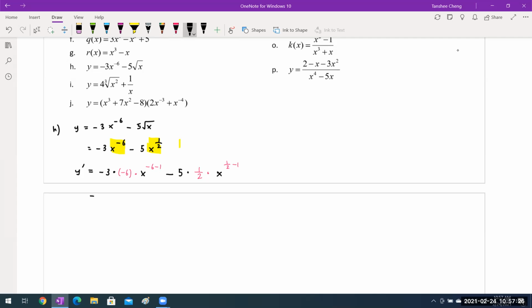So finally, my final answer will be 18x to the negative 7 power minus 5/2 x to the negative 1/2 power. You may rewrite everything into positive exponents, or you may leave it like this, because even if I rewrite it into a positive exponent, I cannot simplify any further. If you can simplify, you need to simplify it for later purposes, since we may take second derivatives, third derivatives, and so on. All right, let's continue to the next one, I.